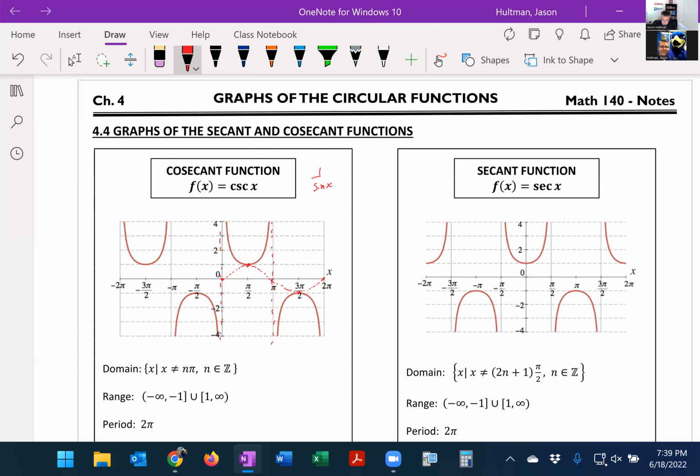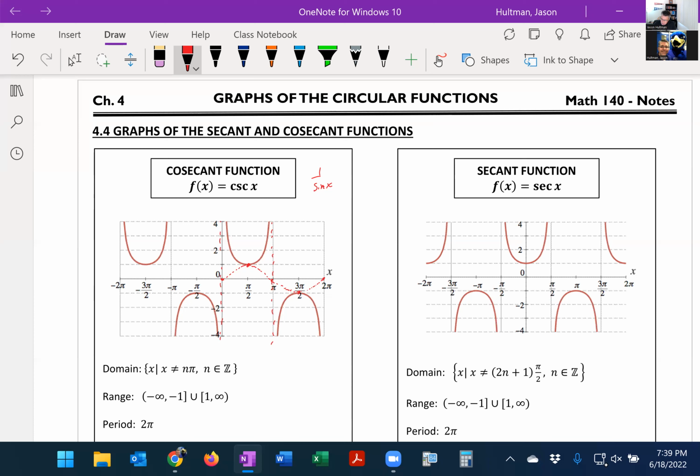The reciprocal of 1 is just 1, and the reciprocal of -1 is just -1. But we end up with asymptotes instead of a nice curve, and the period is still 2 pi. But we get these asymptotes at every pi units. So that's the cosecant function.